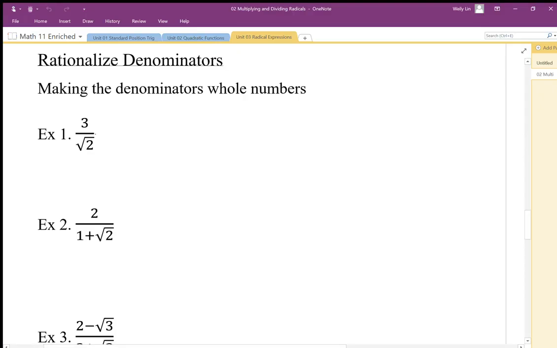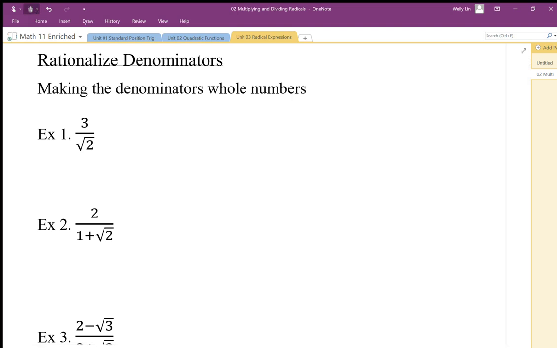So if we were to square this, and that would make this into 2, that would be great. It's a whole number. I've seen people do this, but this is not correct, because we started out with this number, 3 over root 2, and we squared this number. Well, that's going to give us a totally different number. So we don't want to do that. We want to keep this number numerically the same.